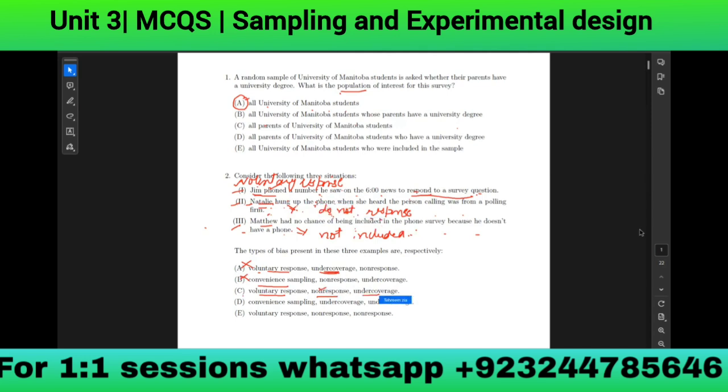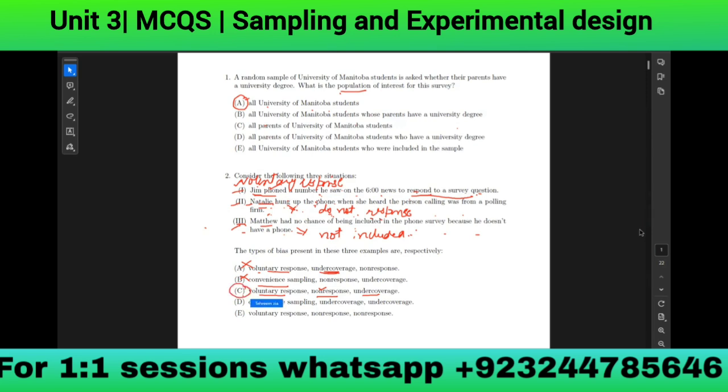Third one is undercoverage. Undercoverage means that we cannot cover these people because this person does not have a phone. So if I don't have any phone, a polling firm that is calling all the people who have a phone cannot cover me. So it means I'm under coverage. They cannot cover me because I don't have the phone. So option C is the correct answer because it is giving the right answers. So see, this is very easy.